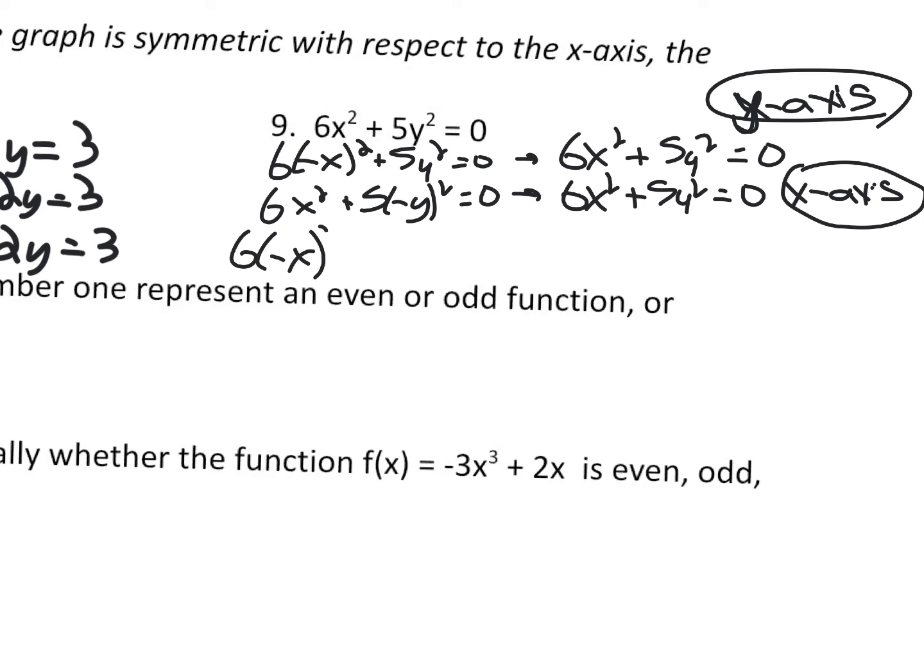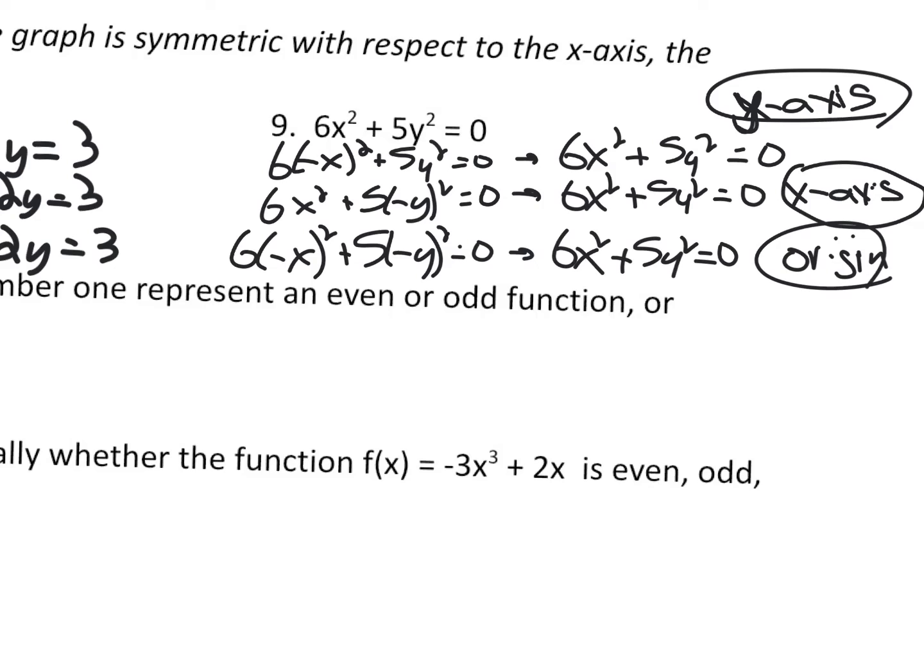I'll show you real quick anyway. If I plug in a negative x, if I plug in a negative y, the squares change it back to positive, which makes it positive 6x squared, positive 5y squared, equals 0, so it does have origin symmetry. That problem has all 3, which is crazy.